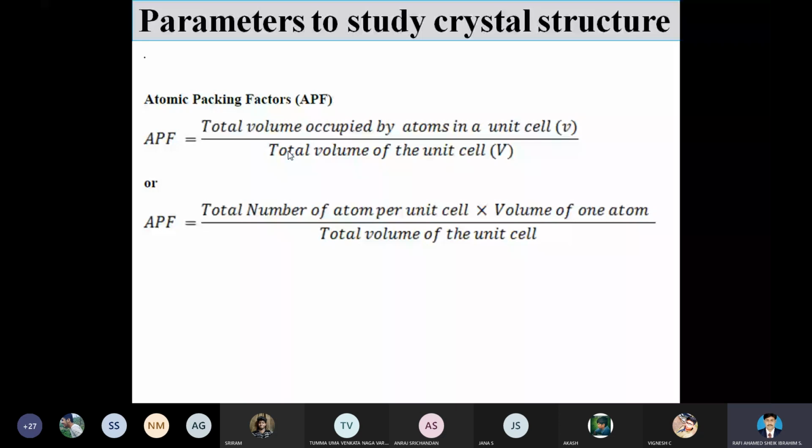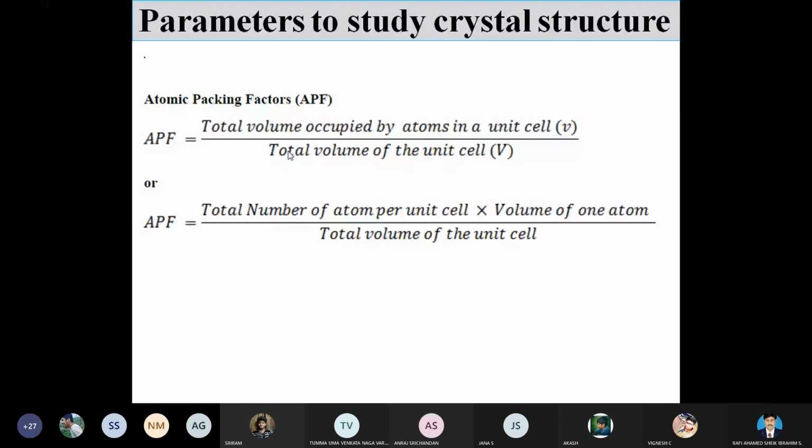So from this formula, for the atomic packing factor, the volume of one atom is a constant, 4 by 3 pi r cube, and the total volume of a unit cell is also a constant, capital V is equal to A cube. So the value which we are going to measure here is the number of atoms per unit cell. So this is the formula. I will stop up to this. If you have any doubt, you can raise it, then I will proceed to the crystal structure.